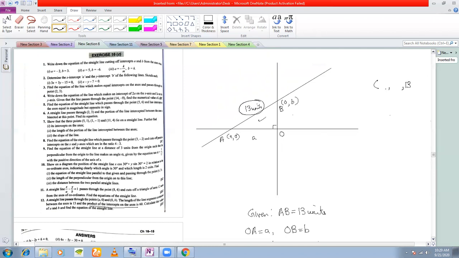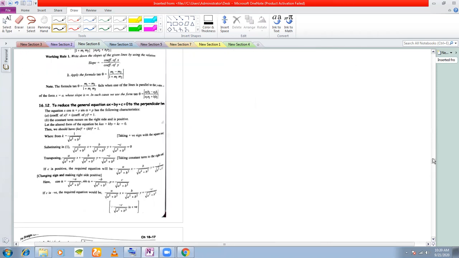5, 12, 13. So that means either this length is 12 or this length is 5, or vice versa also. And they can be of any sign. So therefore A can be 5 and B can be 12, or A can be minus 5, B can be minus 12, or A can be minus 5, B can be 12, or A can be 5 and B can be minus 12. So four sets of values you are getting.